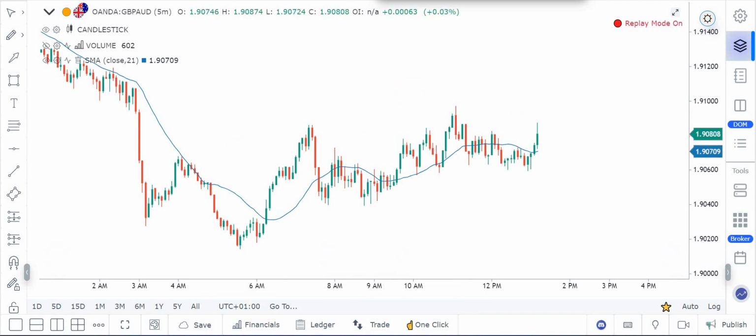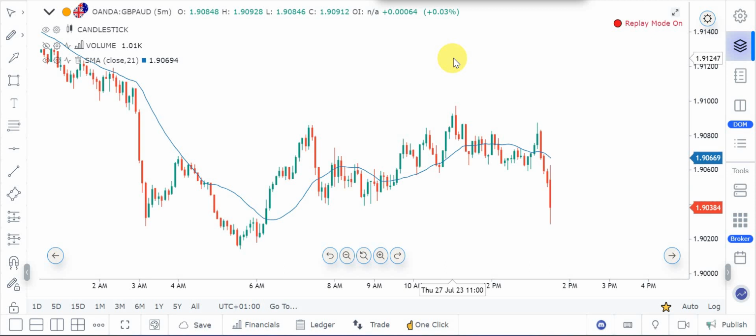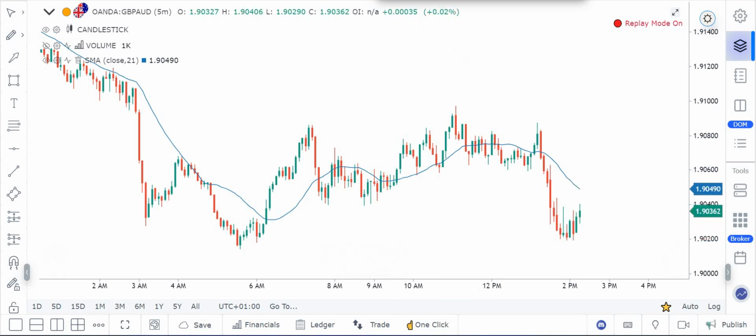So let's wait until there is a trend. So we are going to wait. Okay, so you see the market has chosen a direction. We're just going to wait for it.